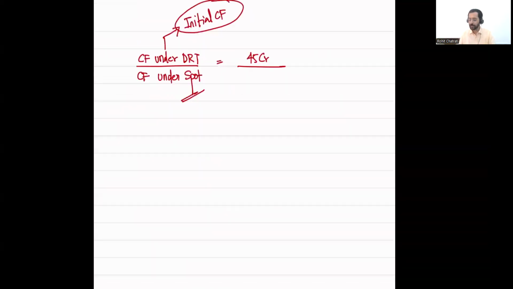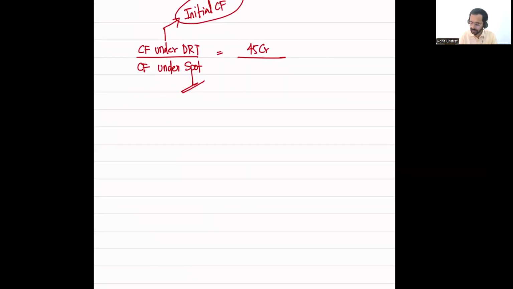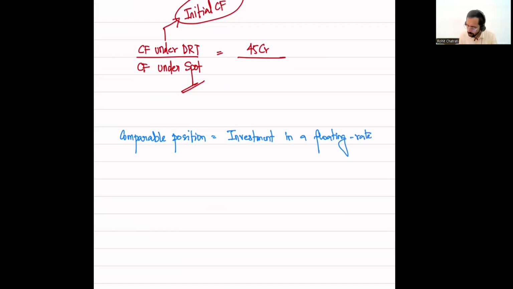All right, so the comparable position in the spot market, I'm just writing it down. The comparable position in the spot market is going to be an investment in a floating rate bond, where the coupon rate is equal to SOFR.